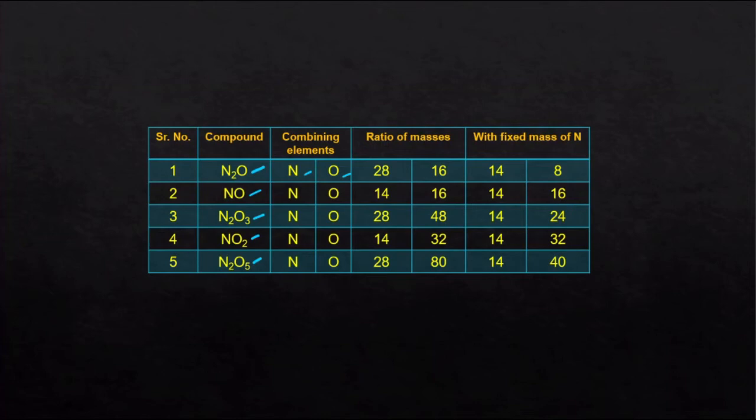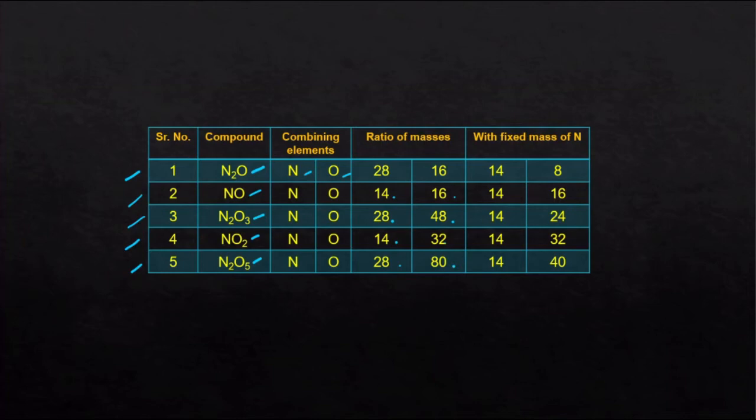So let's check the ratio of masses for all the compounds. If we look at the first example, we can see 2 atoms of nitrogen are present over here. So here the mass of nitrogen is 28, whereas the mass of oxygen is 16 only. For compound 2, the mass of nitrogen is 14, whereas the mass of oxygen is 16. For the third one, the mass of nitrogen is 28, whereas the mass of oxygen is 48. For the fourth one, the mass of nitrogen is 14 and the mass of oxygen is 32. And for the last one, the mass of nitrogen is 28, whereas the mass of oxygen is 80.